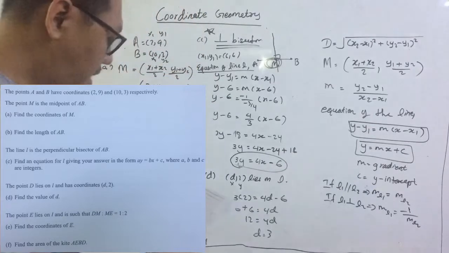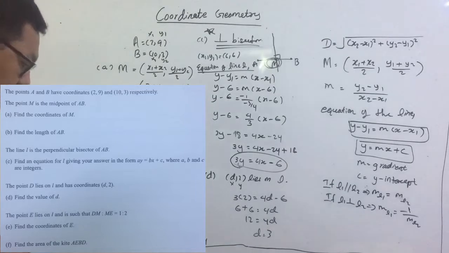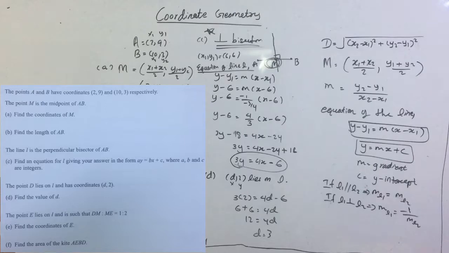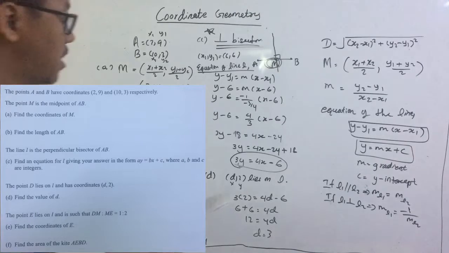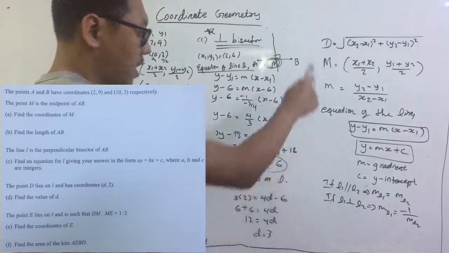Very important. Okay, so now we have to do number E. Number E is the point E lies on L such that DM is to ME is 1 is to 2. Okay, I don't have to put space anymore. I'm gonna erase this.